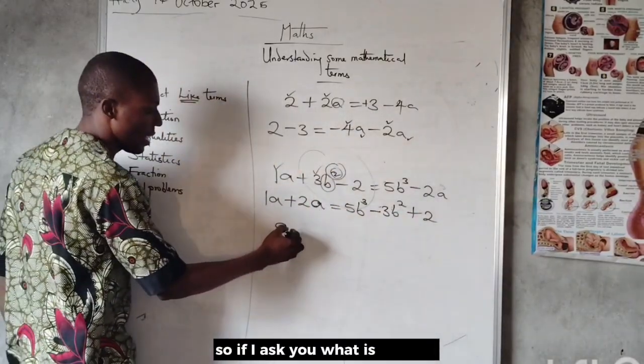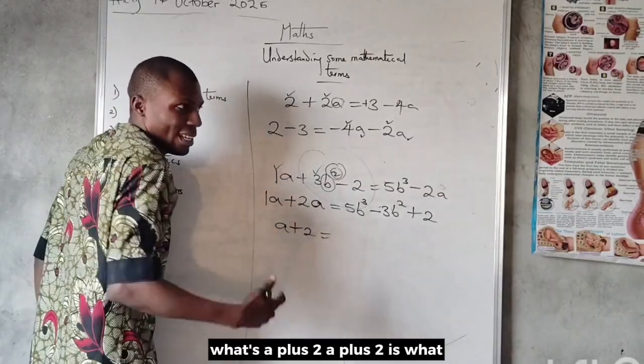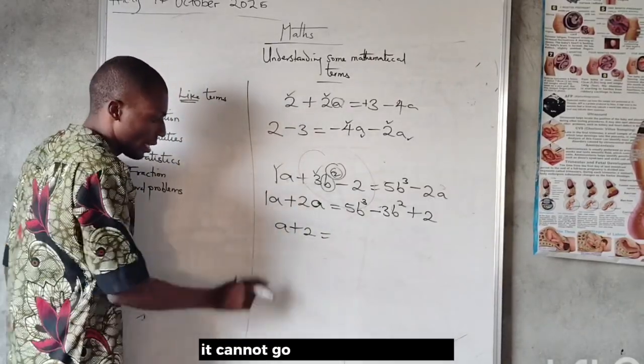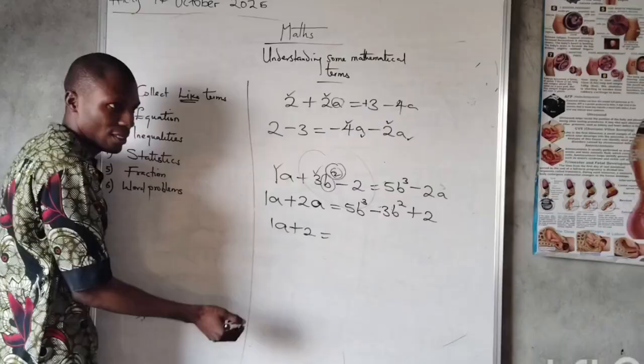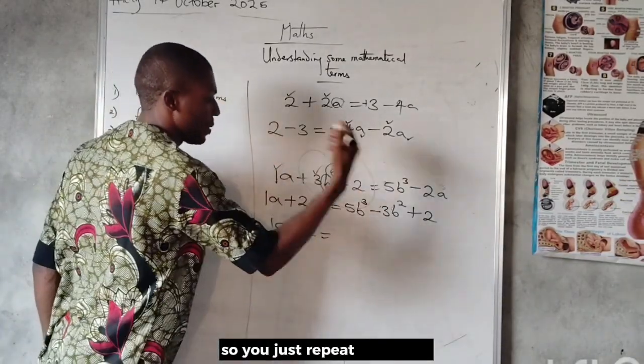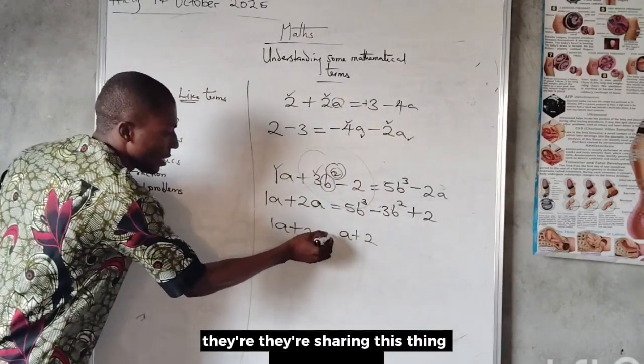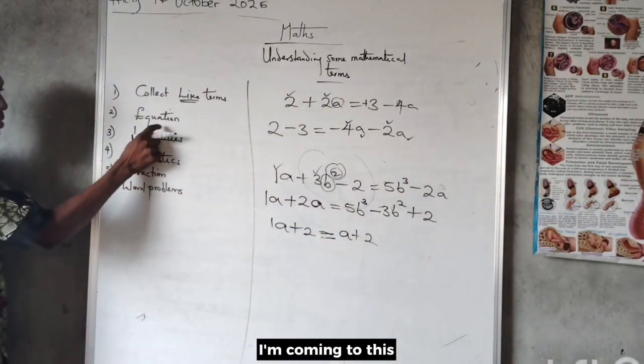So if I ask you what is a plus 2, a plus 2 is what? It cannot go. The state of a is 1. This one is not algebra, it's not even alike at all. So you just repeat it: a plus 2. This is the answer. Anyway, I'm coming to this.